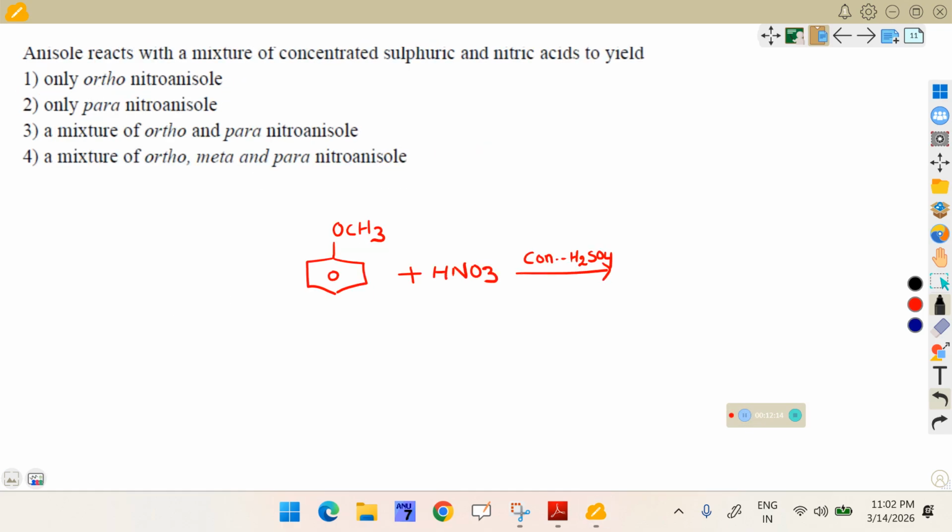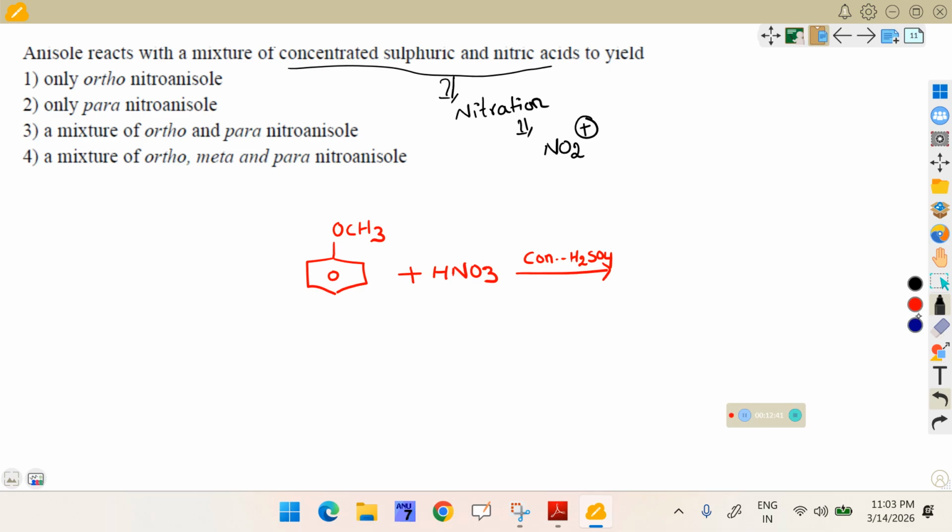See the next question. Anisole reacts with a mixture of concentrated sulfuric acid and nitric acid. Reaction with H2SO4 and HNO3. What is the process? The process is called nitration. In nitration, what is the electrophile? NO2 plus acts as the electrophile.